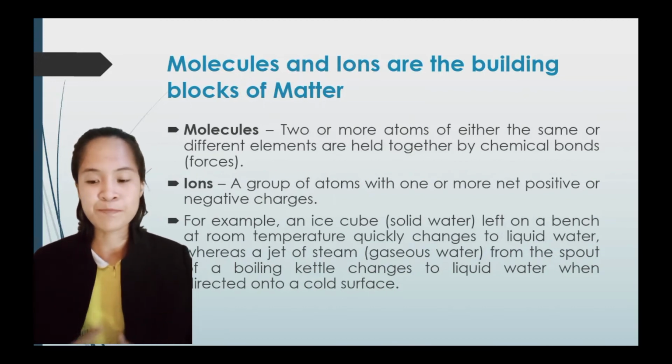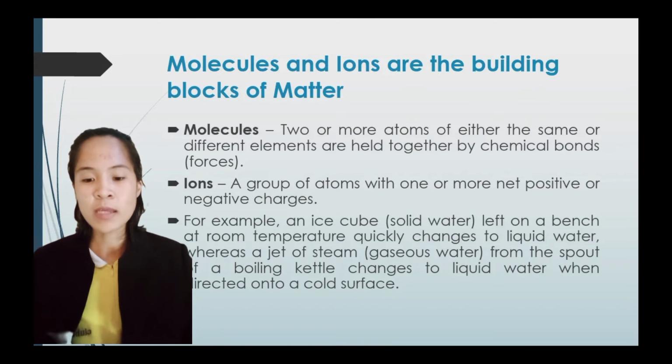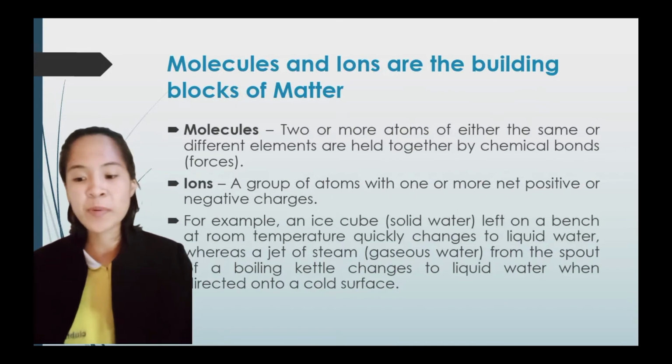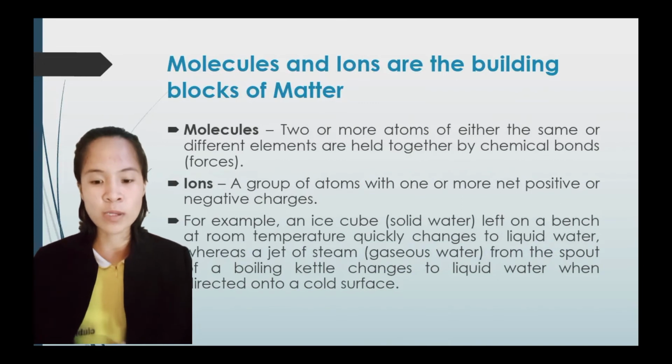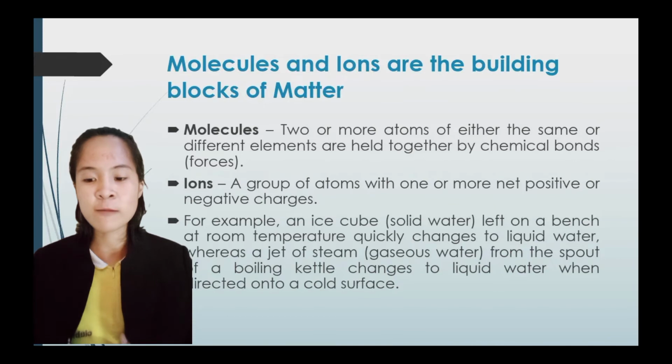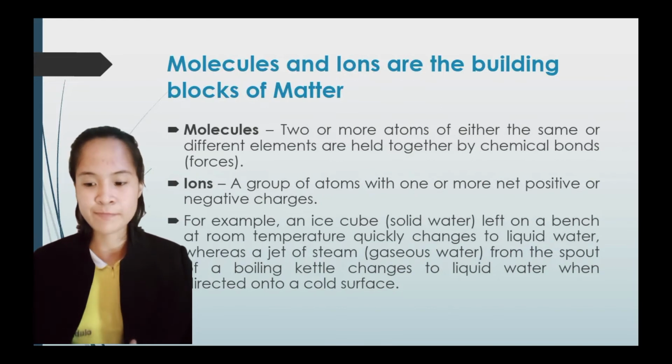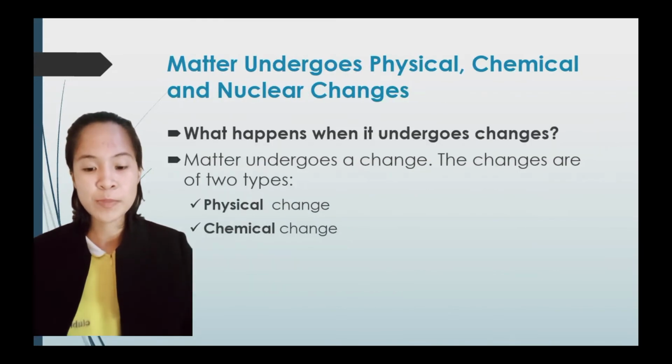For example, an ice cube left on a bench at room temperature quickly changes to liquid water, whereas a jet of steam from the spout of a boiling kettle changes to liquid water when directed onto a cold surface. Matter undergoes physical, chemical, and nuclear changes. What happens when something will undergo changes, whether it's physical, chemical, or nuclear?